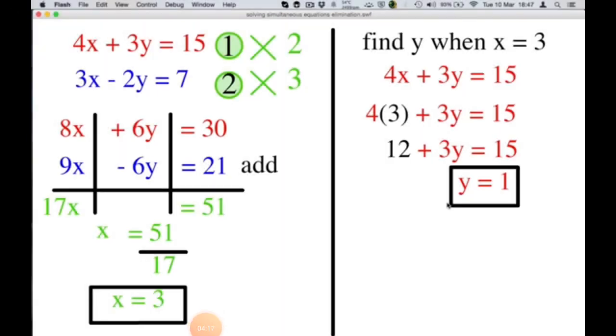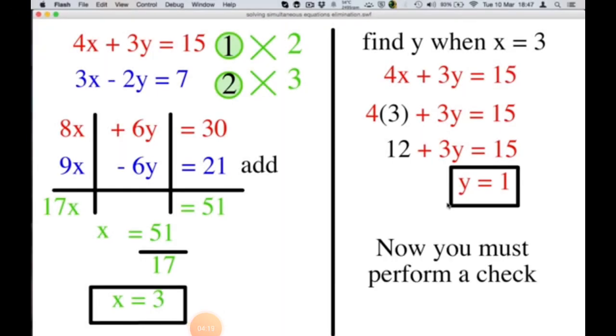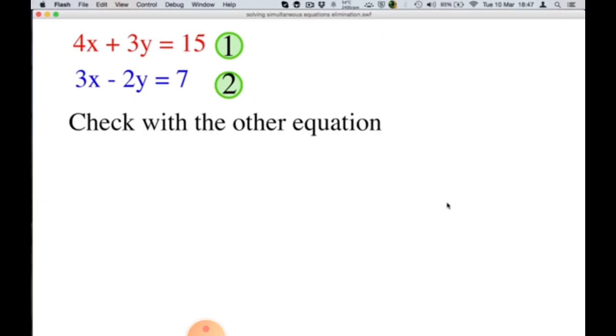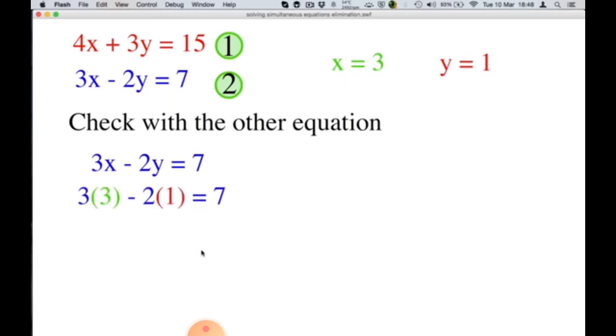However, we need to check it, and you should always perform a check. So, take your equations, and instead of using the red equation to find y, we're now going to use the blue equation. So always use the other equation. x was 3, y was 1. We take those values and put them inside our blue equation. So wherever it says x, we write 3, and wherever it says y, we write 1.